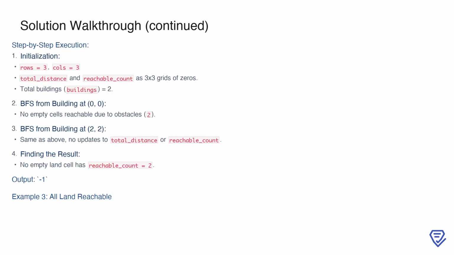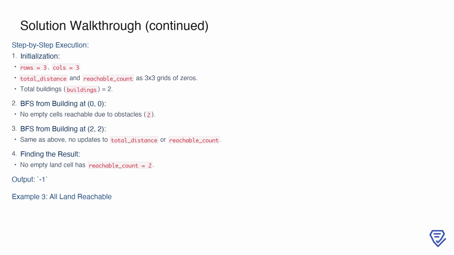This becomes our final output for this example. Now, consider a scenario where no empty land is reachable from all buildings. In this grid, there are 2 buildings, and obstacles with value 2 block the paths to empty land cells. After initializing the total_distance and reachable_count grids, we perform BFS starting from the building at 0, 0. Due to the obstacles, no empty cells are reachable, so there are no updates to the grids. Similarly, for the building at 2, 2, BFS results in no updates for the same reason.